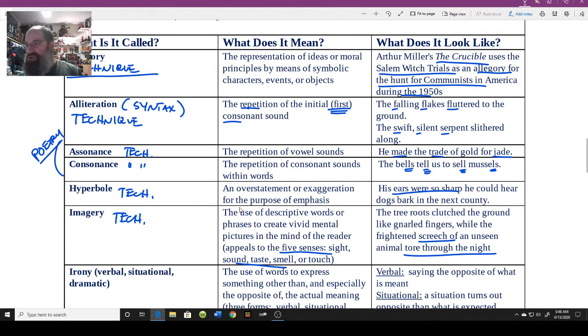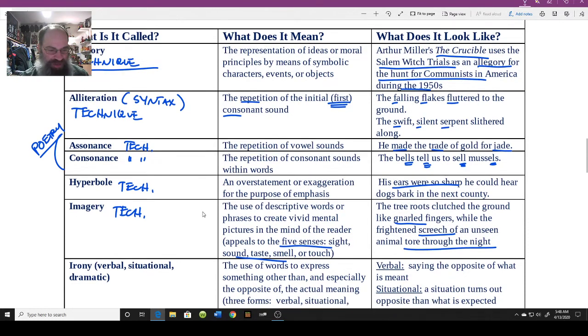So you notice you also have personification in here, a tree root clutching. So sometimes you end up with a bonus coupon. It's personification and imagery. Gnarled, that's an image. We see it.